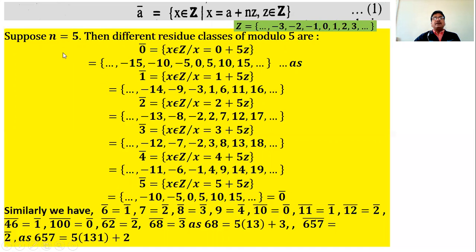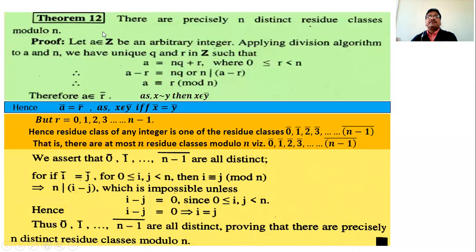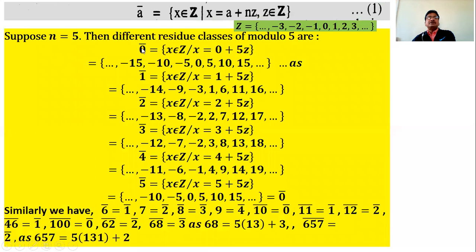So if n is 5, then we have only 5 residue classes, 0 bar to 4 bar. In this way, there are precisely n distinct residue classes modulo n, and obviously what are they? 0 bar, 1 bar, 2 bar, 3 bar, up to n minus 1 bar. These are the n distinct residue classes modulo n.